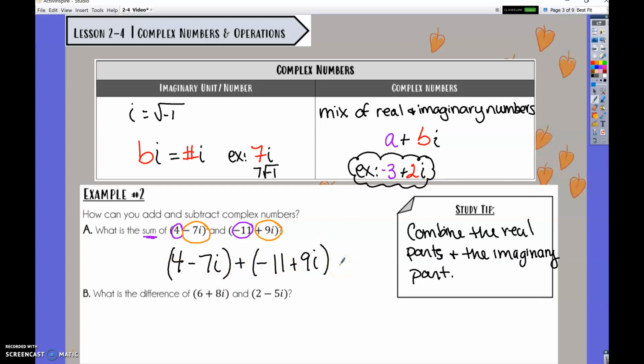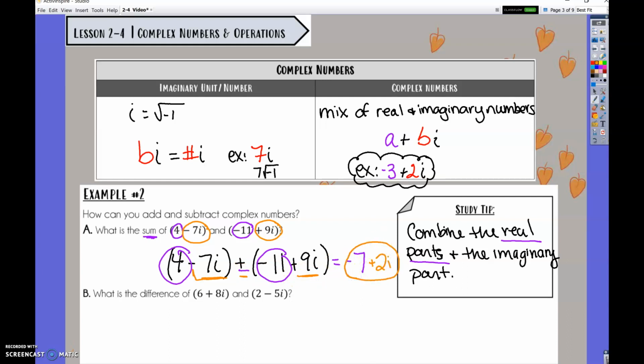I'm using the parentheses just to be careful that I don't miss any sign changes, but if I want to combine the real parts, what is 4 plus negative 11? I'd get negative 7. If I combine the imaginary parts, I would get my negative 7i, don't forget the sign, plus 9i. So basically 9i minus 7i would give me 2i. This is your final answer.